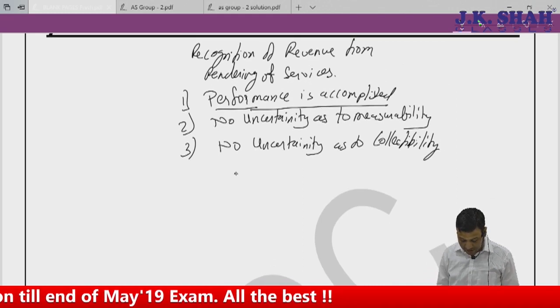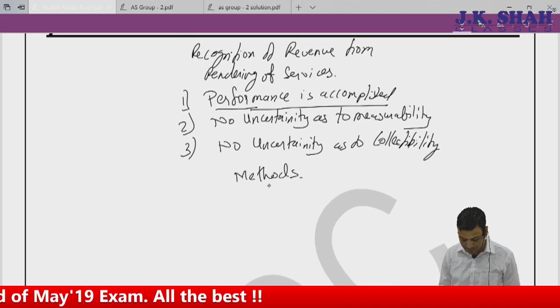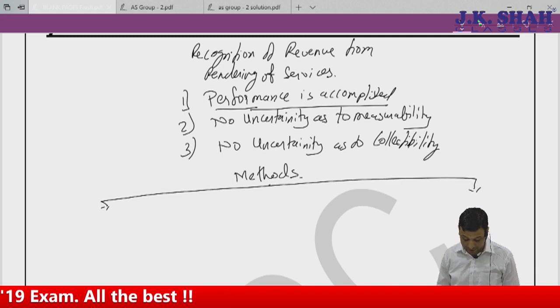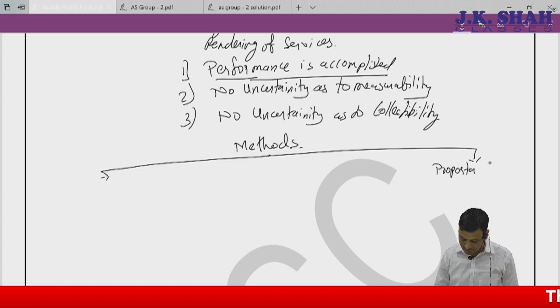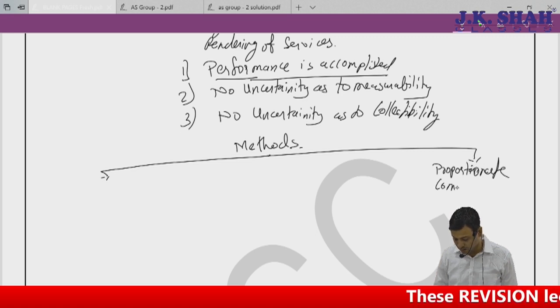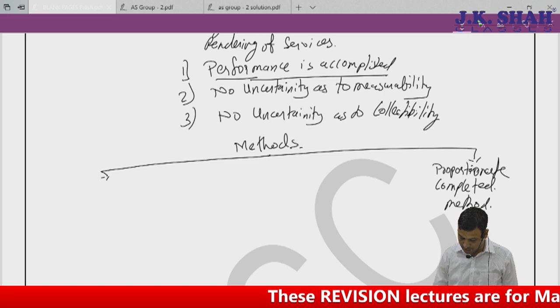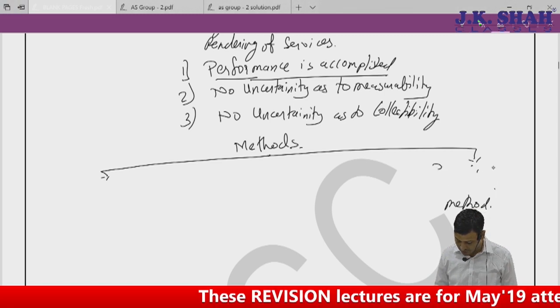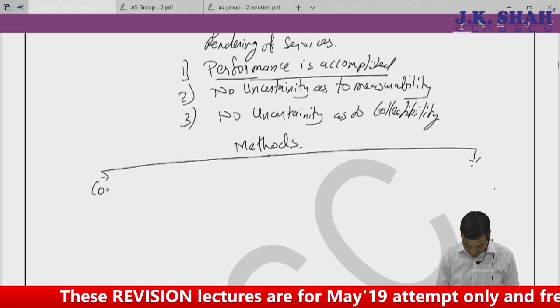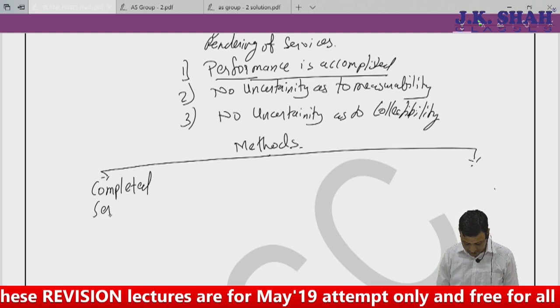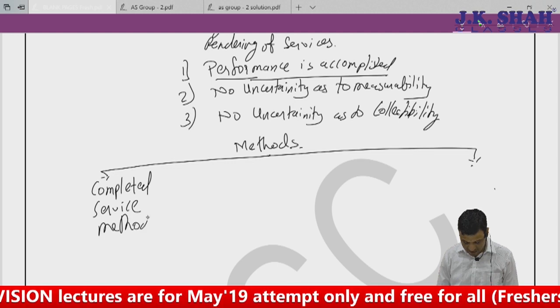But here the standard talks about two methods of recognizing revenue. It says proportionate completion method, or I'll use the better word, completed service method, CSM, and PCM.